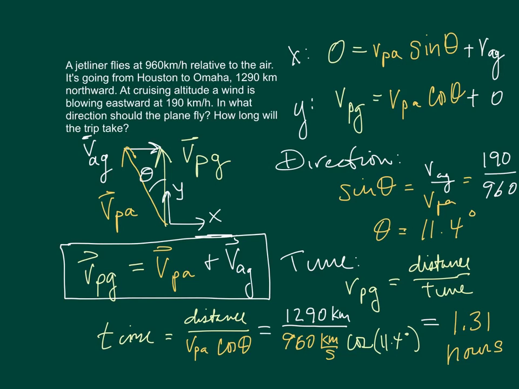And I'm going to enter in the numbers here from the problem. The distance is 1,290 kilometers, and the speed of the plane with respect to air is 960 kilometers per hour. I notice I got a mistake here. This is per hour. And that's also divided by the cosine of theta, which is 11.4 degrees. If you plug all this into your calculator, you come up with an answer of 1.3 hours. That kind of makes sense in the grand scheme of things.